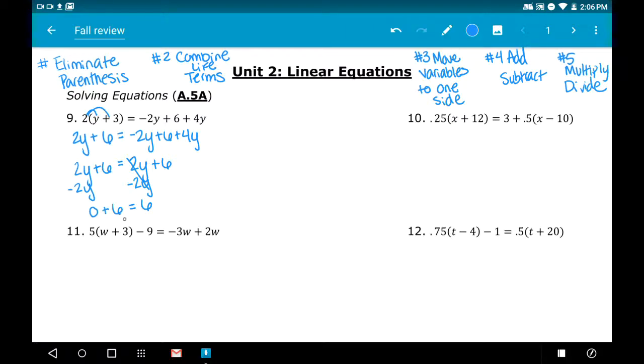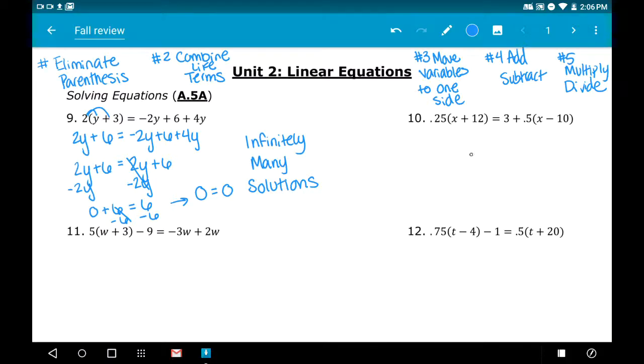Then our last step here is add or subtract. So I'm going to subtract 6 from both sides. So we get 0 equals 0. So anytime that your variables cancel out, you know it's either going to be no solution or infinitely many solutions. But since 0 does equal 0, this one will be infinitely many solutions. If these two numbers were not equal, it would be no solution.